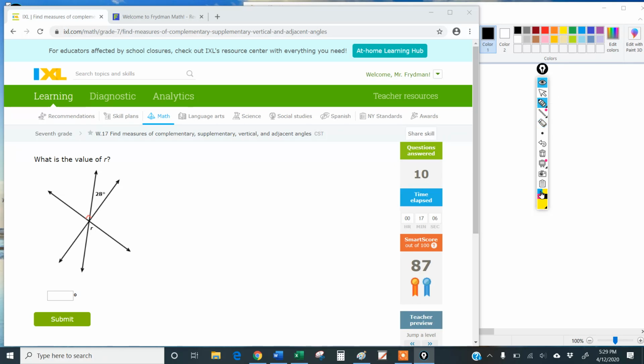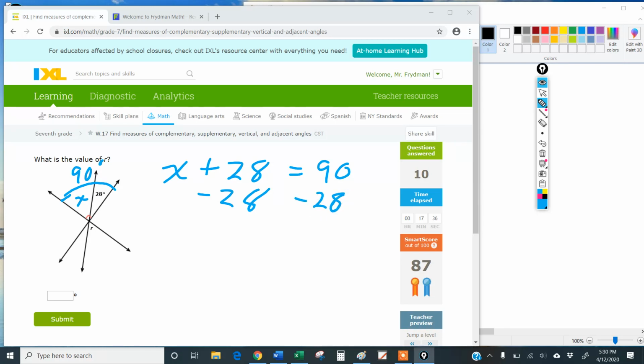So again, these two angles together must be 90 degrees. In other words, x plus 28 must be equal to 90 degrees. How do I know it's 90 degrees? Because I see this little symbol over here. Okay, so if we subtract 28 from both sides, then we get x is equal to 62.